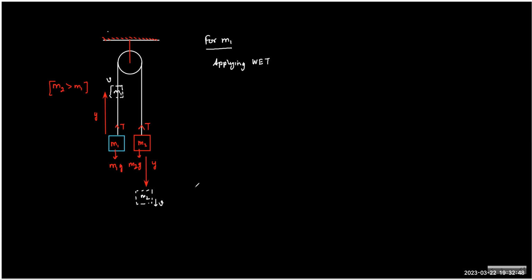Okay. For M1, what is the work done by tension? Because there are only two forces, we have to write the work done by tension plus work done by gravity equals to delta K. Okay, what is the work done by tension? Tell me. What is the work by tension? Tension on M1. How is tension acting on M1?